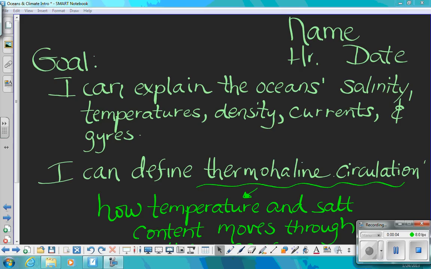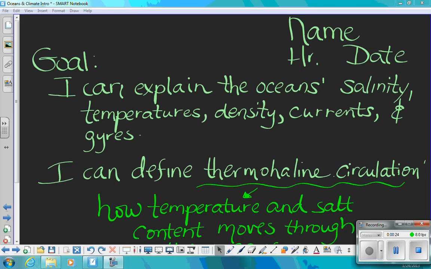Alright, today we will be learning more about the oceans. Our goals are going to be that I can explain ocean salinity, temperatures, density, currents, and gyres. I can define thermohaline circulation. Those are your two goals.